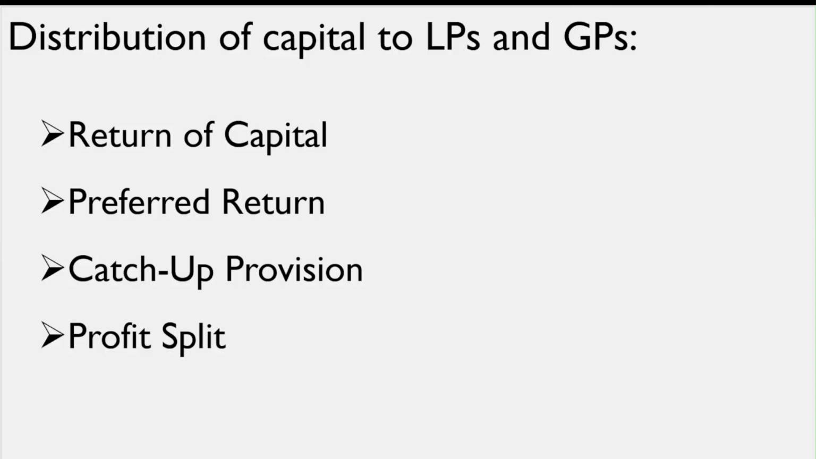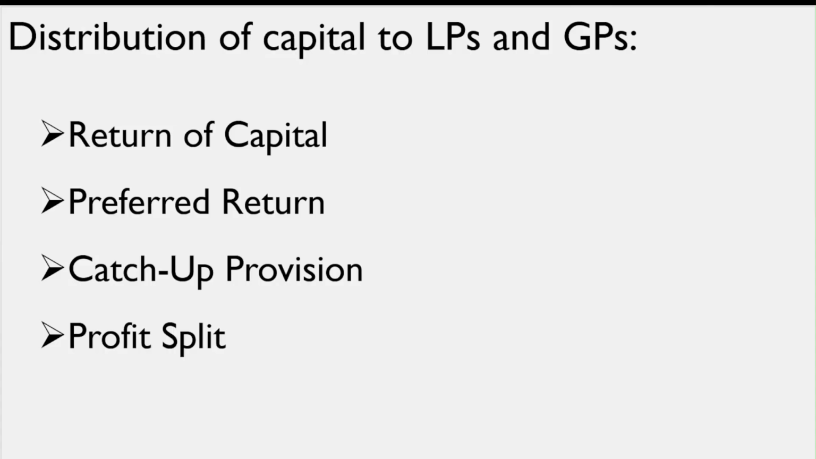Then we have a catch-up provision, which is very important. Some waterfall structures include a catch-up provision. This will allow general partners to catch up and receive a larger share of the profits until they have received a certain percentage of the total profits. And then the last one we have is profit split. Once the preferred return and any catch-up provisions have been satisfied, the remaining profits are typically split between the general partners and the limited partners. An industry-wide common split ratio is 80-20. So 80% goes to the limited partners, and 20% goes to the general partners.